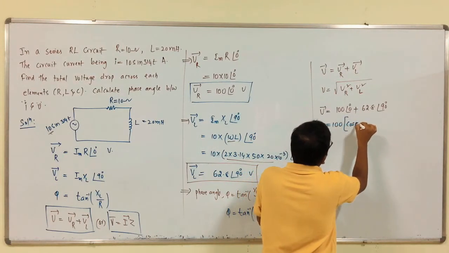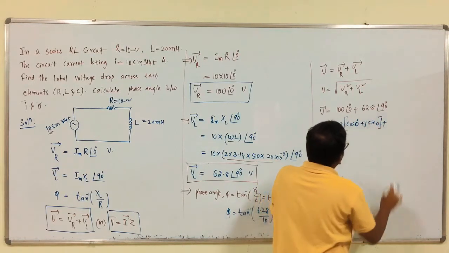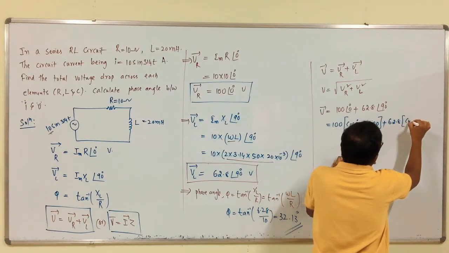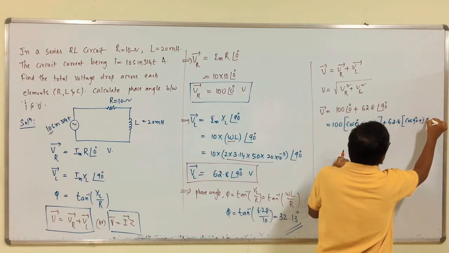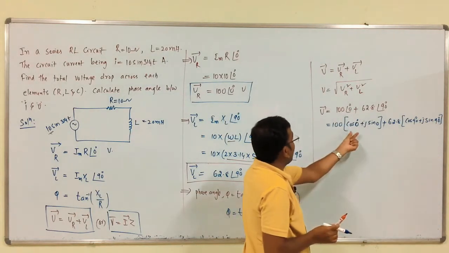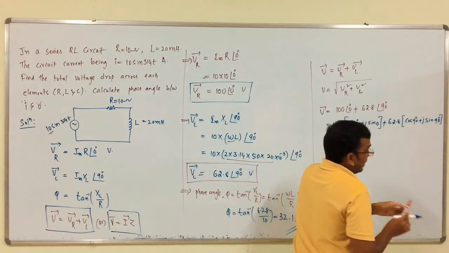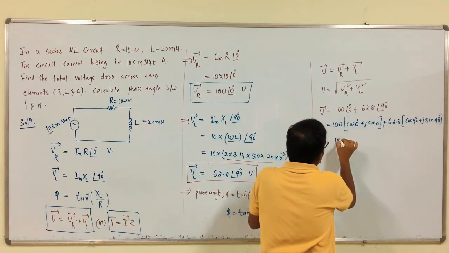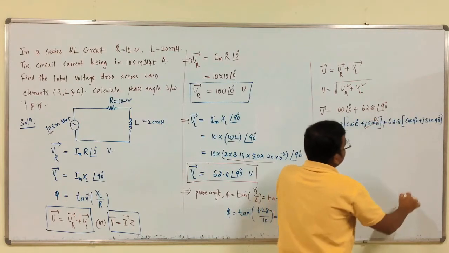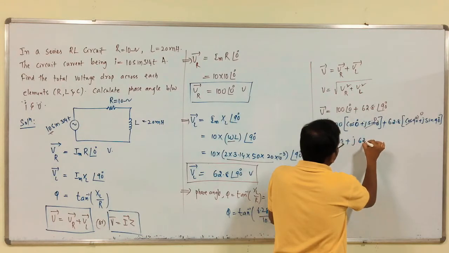cos of 0 plus j sin 0 plus 62.8 cos 90 plus j sin 90. That is the meaning. At an angle 0 means what? Cos of 0 plus j sin 0. 62.8 into cos 90 plus j sin 90, which is equal to 100 plus, this is 0, right, cos 90, this is 0, and here j 62.8.